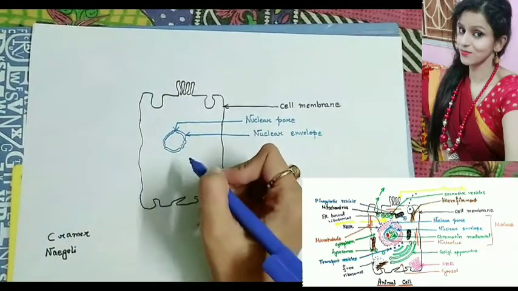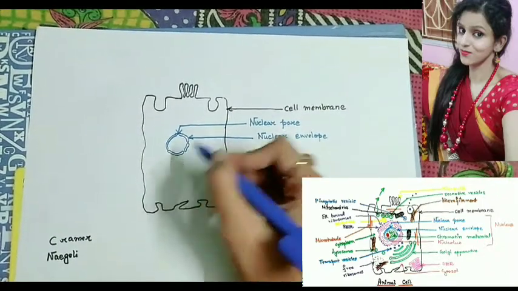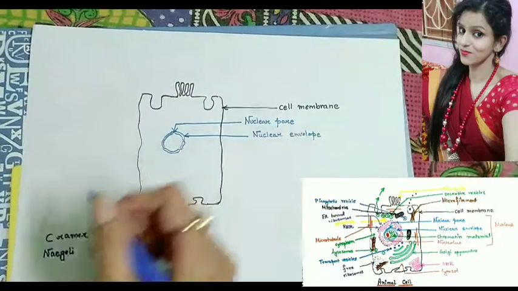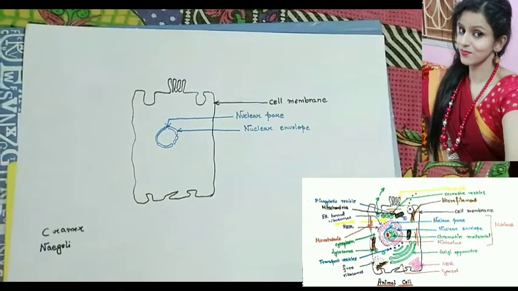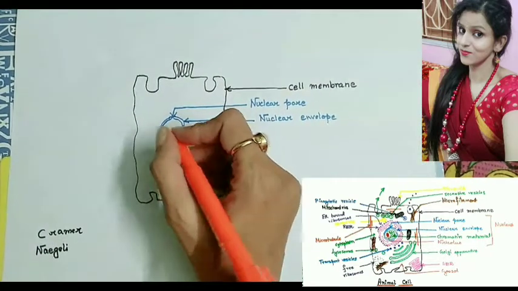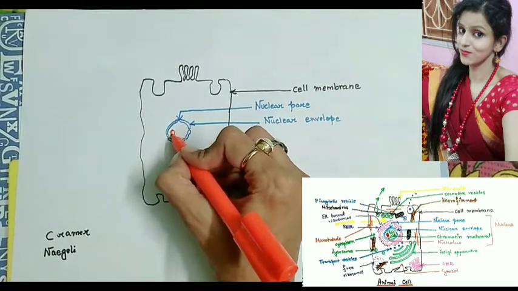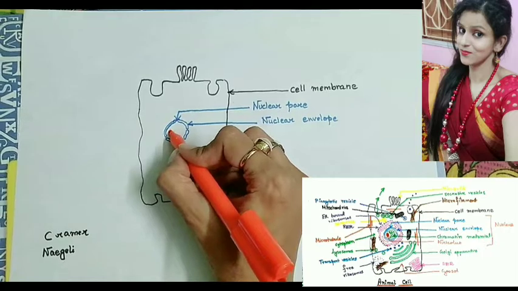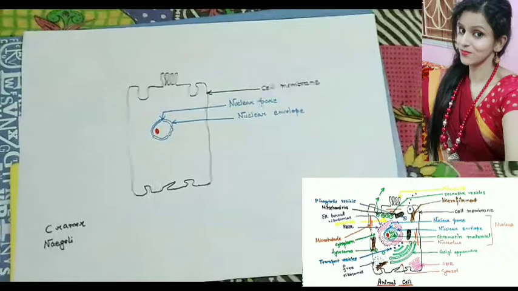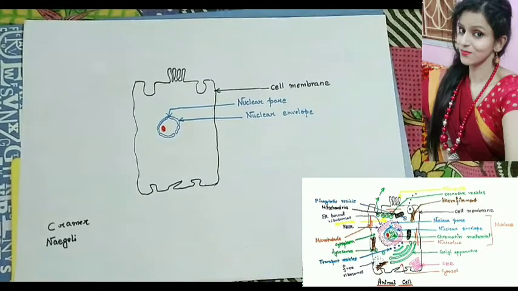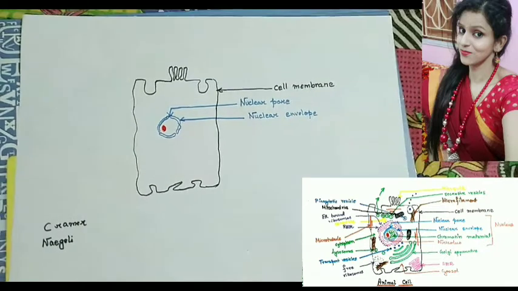Now let me draw the next structure. The next structure is what, do you know? That is nucleolus. Let me use another color, and with the help of that color I will draw this nucleolus. It is a very dense body which is present inside the nucleus. Let me label that also. And what is the main function of this nucleolus? Actually, this nucleolus helps in the synthesis of ribosomes.